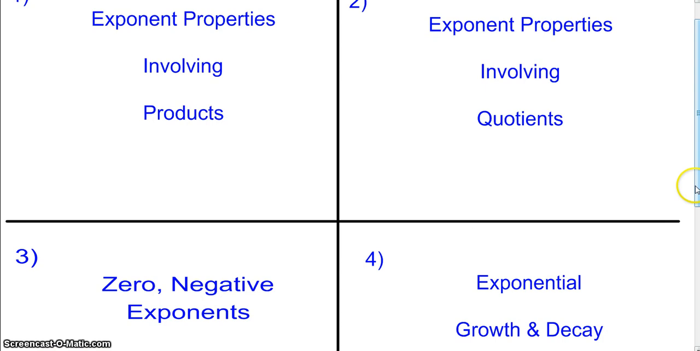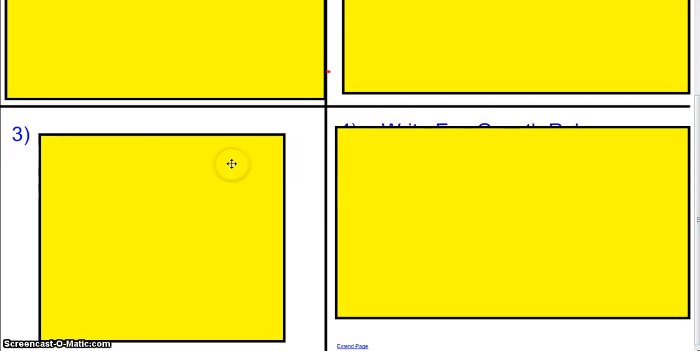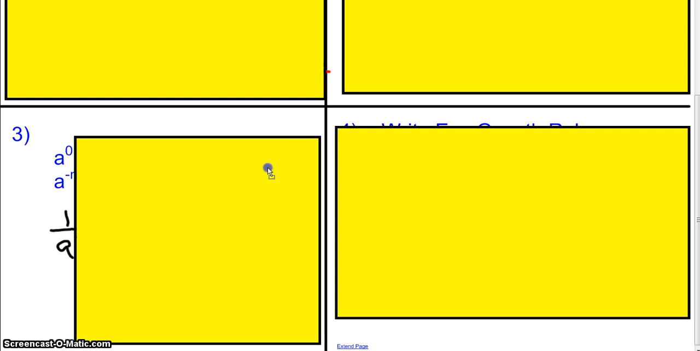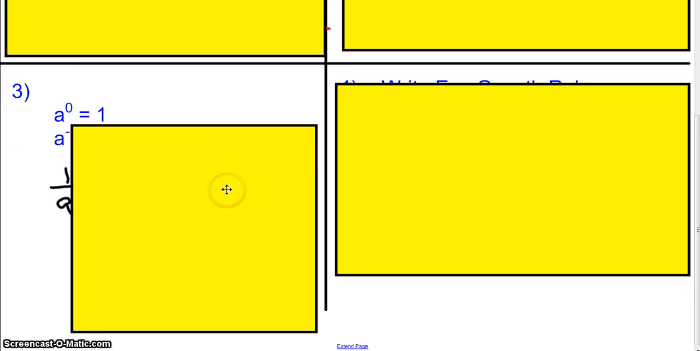Okay, let's take a look at the third section of Chapter 8's graphic organizer, zero and negative exponents, and scientific notation. Let's take a look at zero and negative exponents first. What must you remember when anything is raised to the 0 power? It equals 1.